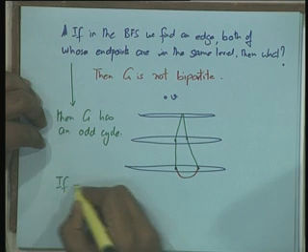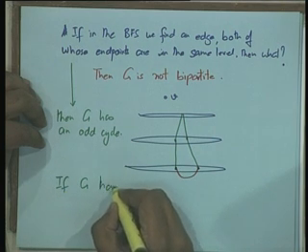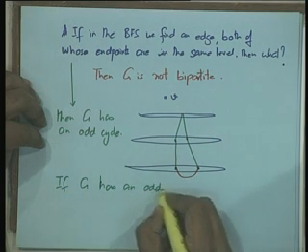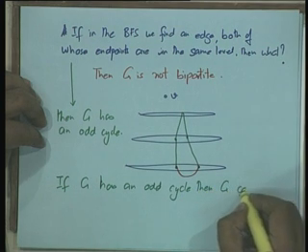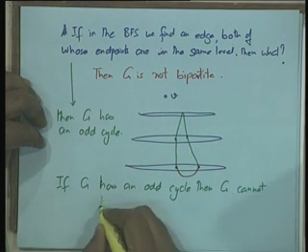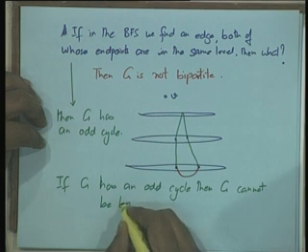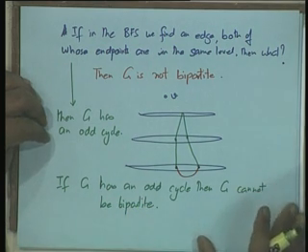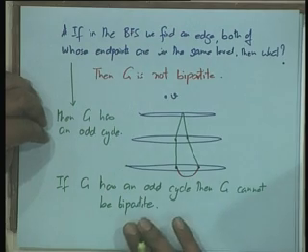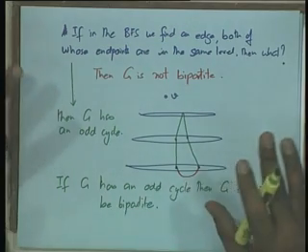Let's prove that fact now. If G has an odd cycle, then G cannot be bipartite. I have not proved this fact, I will just prove it. But if I prove it, then we are done, right?